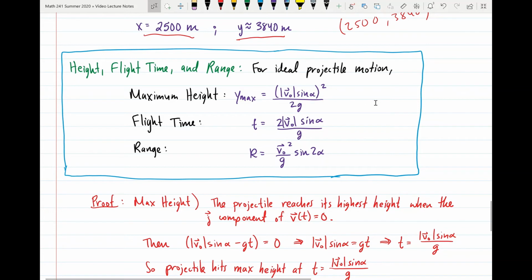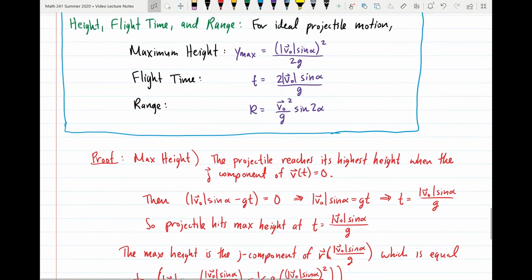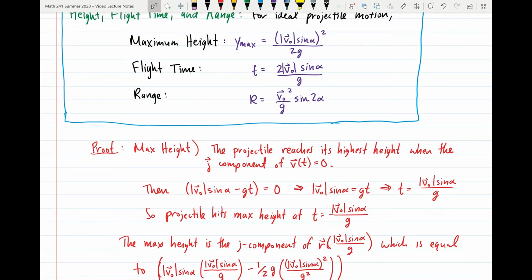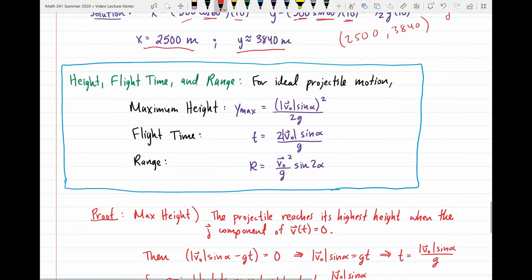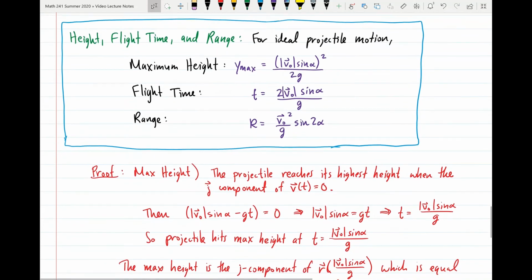So the first piece of information is the maximum height of our projectile as it's traveling along its curve. We find that the maximum height is equal to the initial speed times sine alpha, squared, all over 2 times the gravitational constant. The flight time is equal to 2 times the initial speed times sine alpha over g. And the range, which is how far the projectile is going to go before it hits the ground, is given by the initial speed squared over g times sine of 2 alpha. So all of these formulas can be proved using the information that we already have to describe projectile motion.